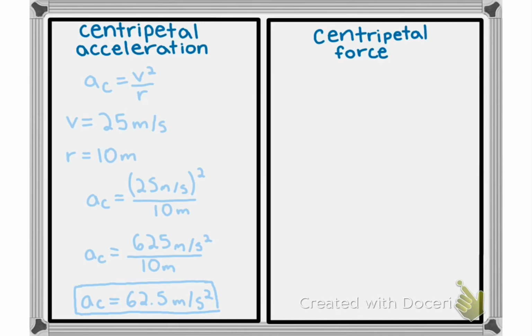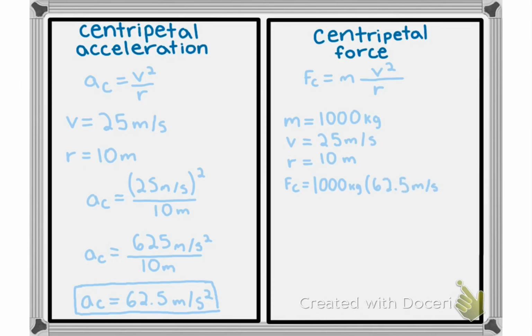If you want to find the centripetal force of the car rounding the curved track, you could use the equation centripetal force equals mass times the velocity squared divided by the radius. If the mass of the car is 1,000 kilograms, the velocity is 25 meters per second, and the radius is 10 meters, we can plug that into the equation as 1,000 kilograms times the velocity squared over the radius, which we got in the previous equation as 62.5 meters per second squared. If we multiply these, we can get a centripetal force of 62,500 newtons.